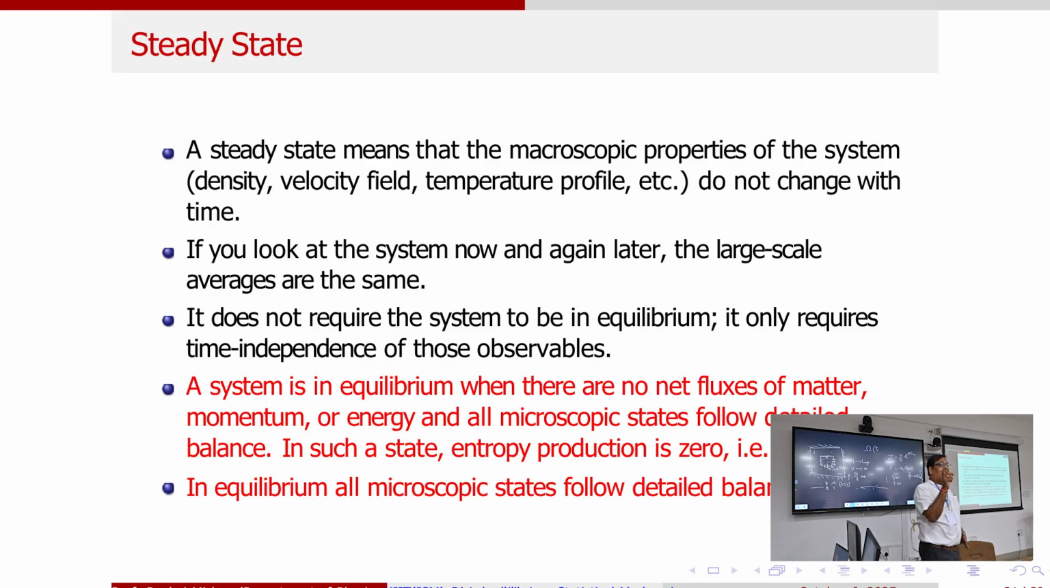Now, a system is in equilibrium when there is no net flux of matter, momentum, or energy. Let me be very specific: we are talking about no net flow. Whenever we talk about equilibrium, we are saying that there is no net flow of whatever is there to disturb it. So no net flux of matter, momentum, energy, and all microscopic states follow detailed balance in this case. In such a state, entropy production is zero. In equilibrium, all microscopic states follow detailed balance. This is the core concept.